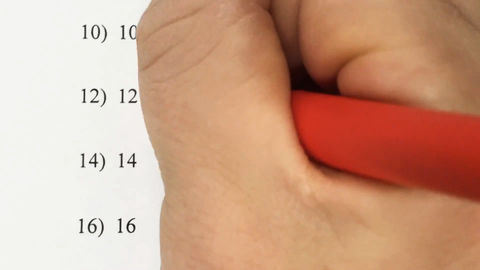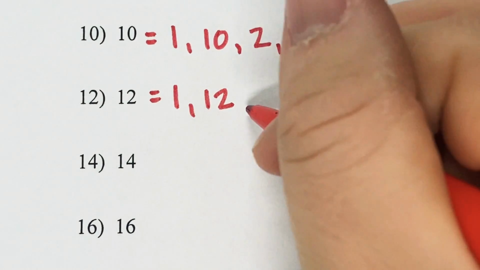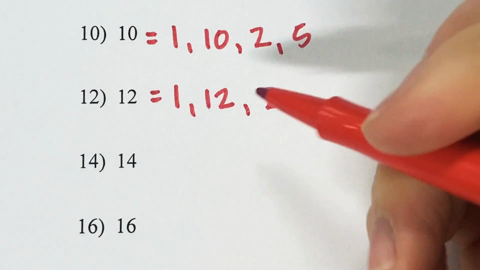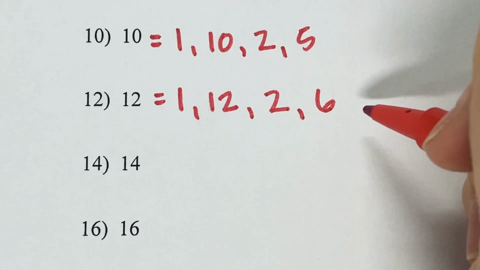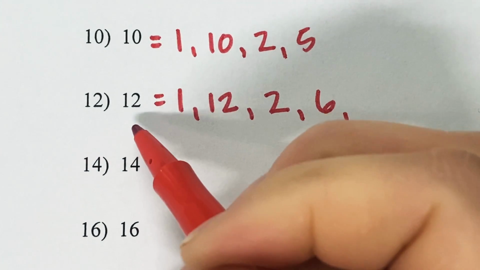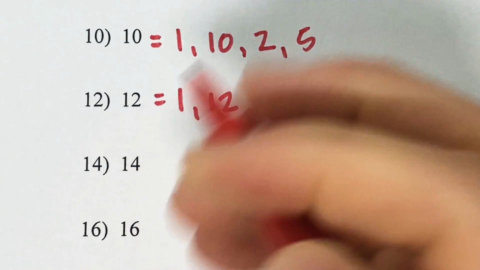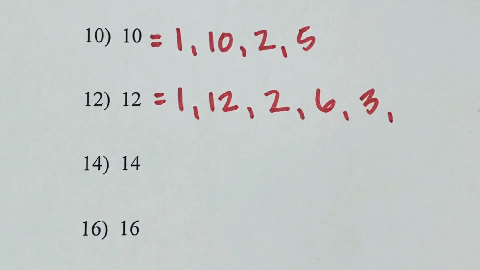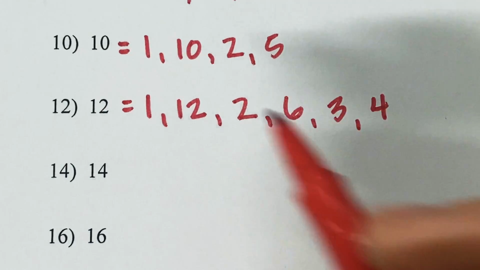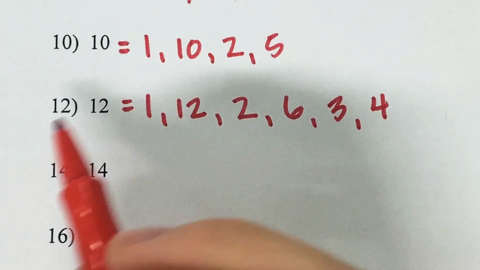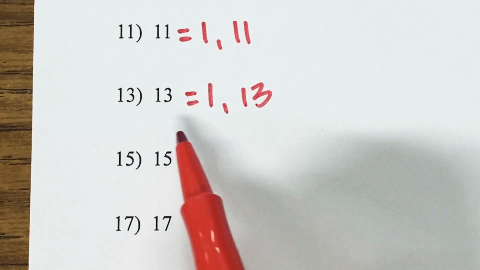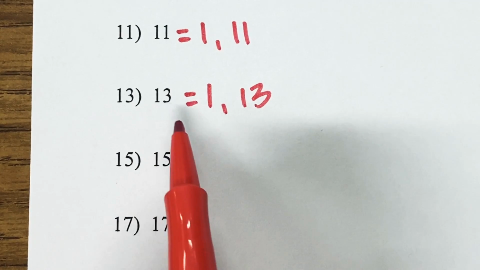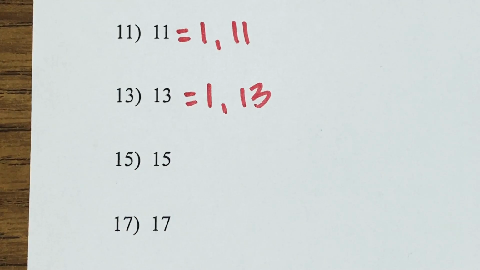12. 1 and 12 we got. Okay, it is even, so 2 times what gives me 12? 2 times 6. Okay, what about 3? Can we put 3 into 12? Yep, 3 multiplies by what to give me 12? 4. Awesome. And 4 is a yes. We already got it, so we know we're starting to go backwards, so we're done. Okay, 13, 1, 13. Any other numbers? 2, no. 3, no. Nope, those are our only 2 factors of 13.